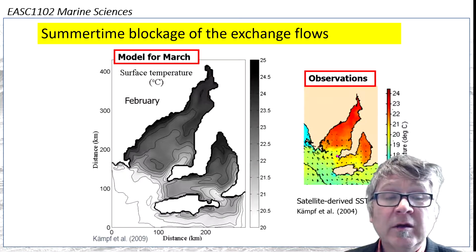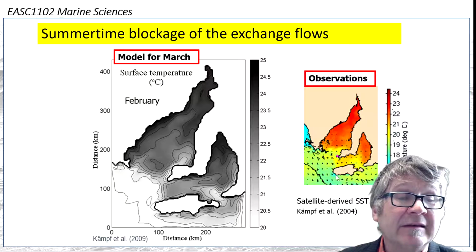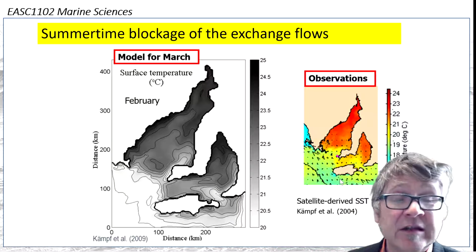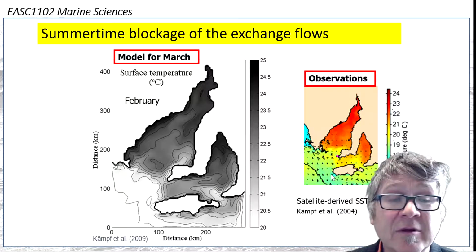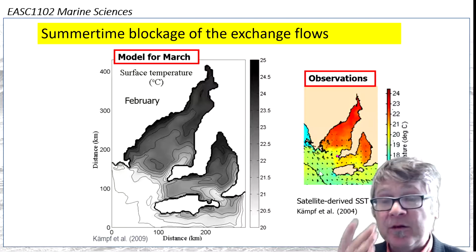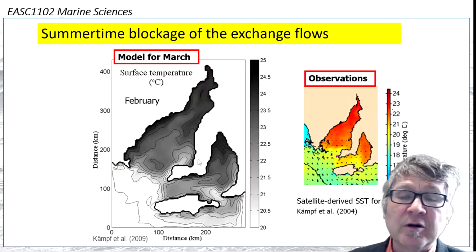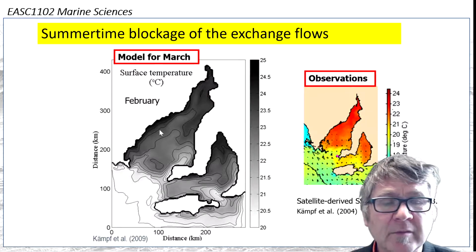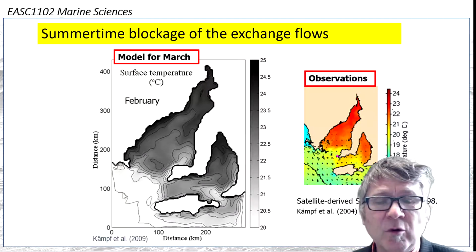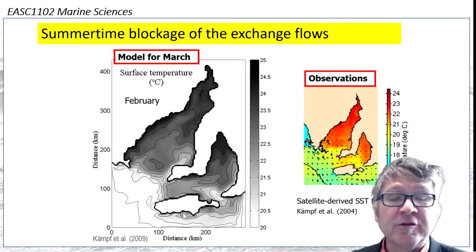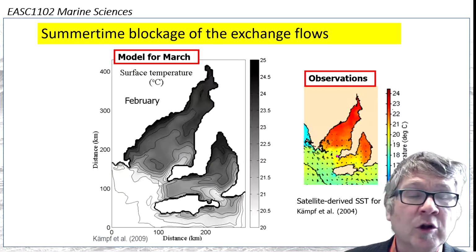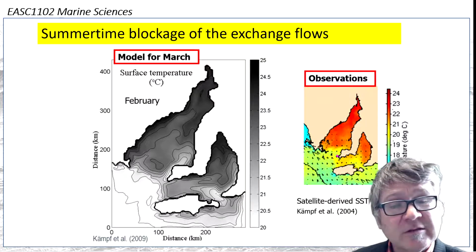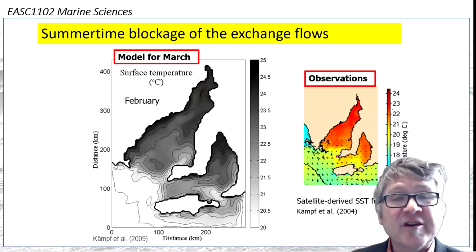What actually creates this front is the upwelling system that develops during summer. And here's the model simulation. It looks a little bit weird in black and white, but black means warm, and white means cold. And you get this front. Limited exchange, no inflow, no outflow. So this is the time where the exchange is blocked.